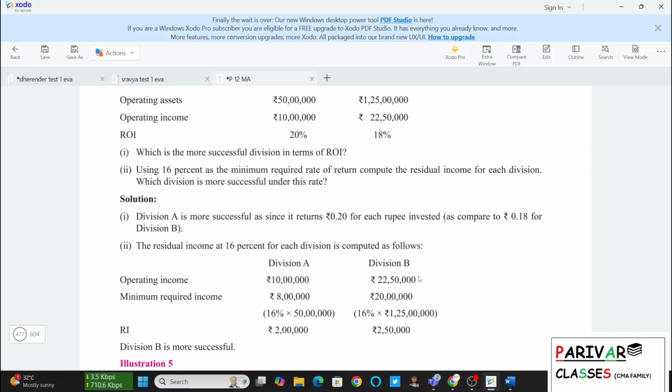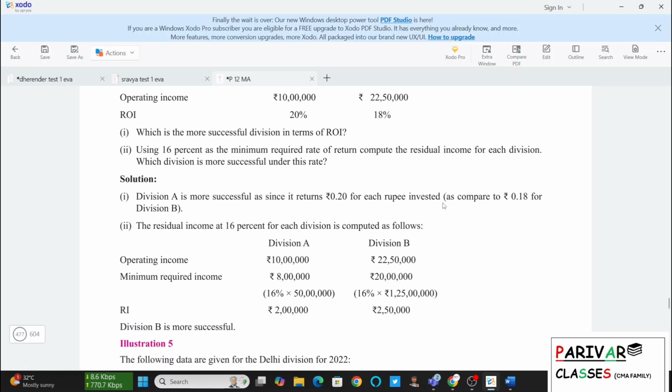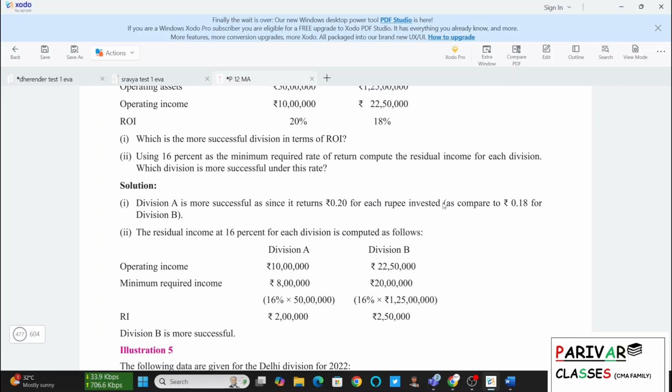So here we have to get a doubt. Why, as per the ROI approach, is division A successful, and why, as per the RI approach, is division B successful? In this question, he didn't ask for that much, but as professional students, we have to think like this and get the answer. Why are we getting two different answers in two different approaches?